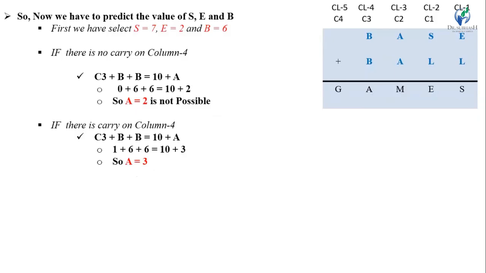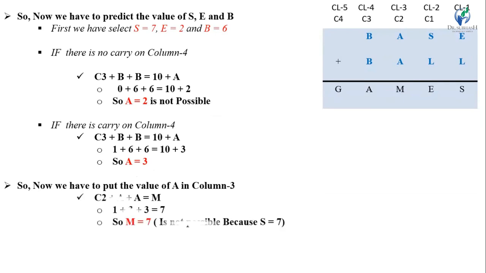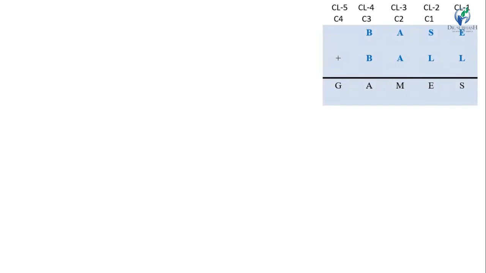Now we put the value of A in column 3. So C2 plus A is equal to M. Here we have considered the carry, so 1 plus 3 plus 3 is equal to 7. So M is equal to 7, and it is not possible because S is equal to 7. So our prediction of S is equal to 7, E is equal to 2, and B is equal to 6 has failed. So we can predict another value for S, E, and B.